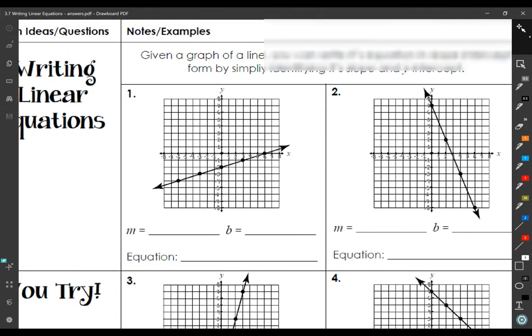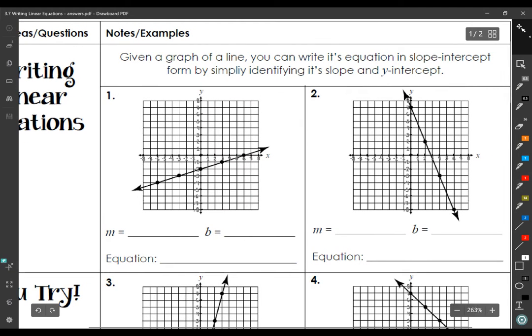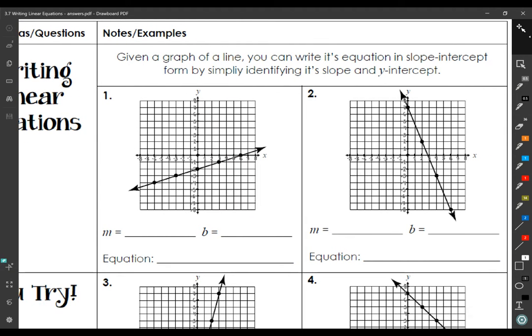So if we're given a line, we can write its equation in slope-intercept form by simply identifying its slope and its y-intercept. So we have to find two things to find the equation of the line: the slope and the y-intercept. That's it. Okay, so let's try example 1.